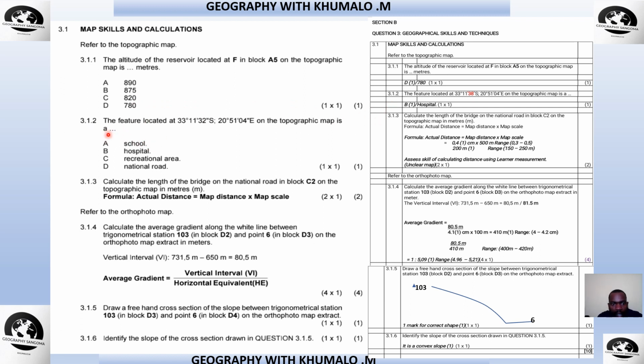3.1.2, the feature located at 33 degrees 11 minutes 32 seconds south and 20 degrees 51 minutes and 4 seconds east on the topographic map is. So they were changed correctly there. It is not 20 there, it's 38. So that was an errata that you received. Yes, it is 38, sorry. The 20 is fine, it was 38 that was wrong there. So the answer there is B, the hospital.